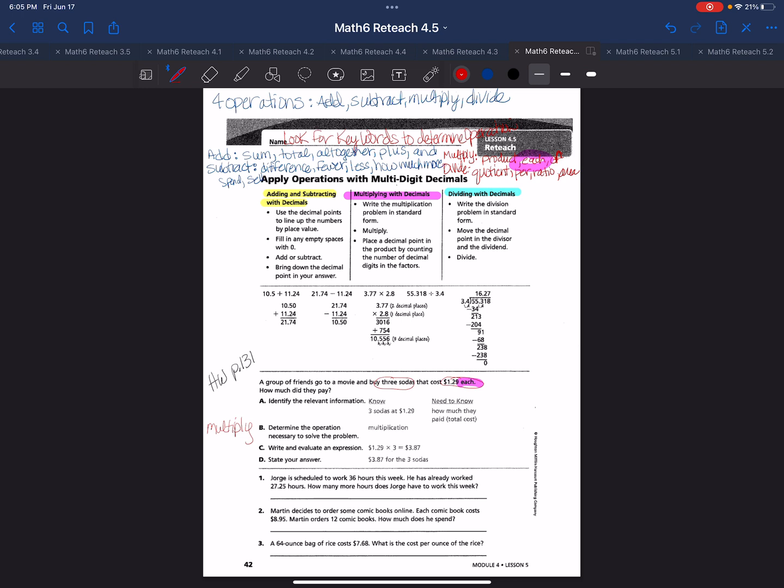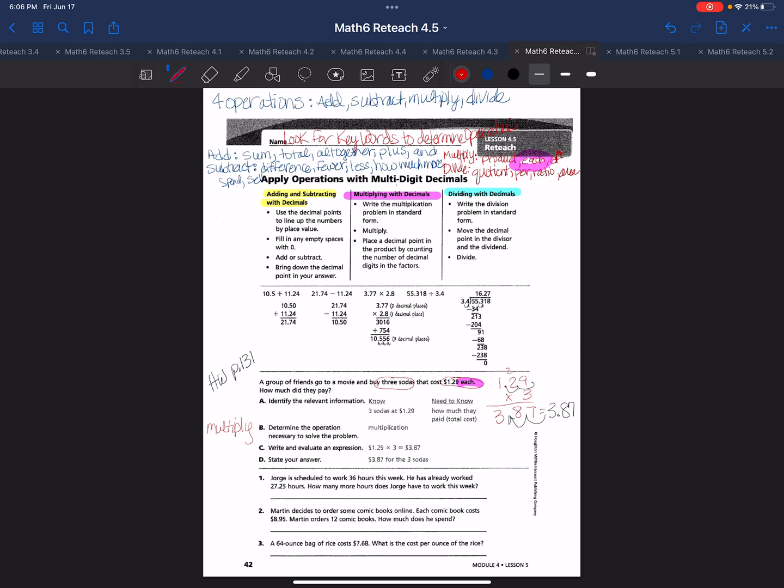So we have 1.29 times 3. So when we're multiplying decimals times 3, 9 times 3 is 27. 3 times 2 is 6, plus 2 is 8, and 3 times 1 is 3. And then I go back in my problem and I say that's 1, 2 decimal places. So I need to do the same thing for the answer. So that would be $3.87 for 3 sodas.